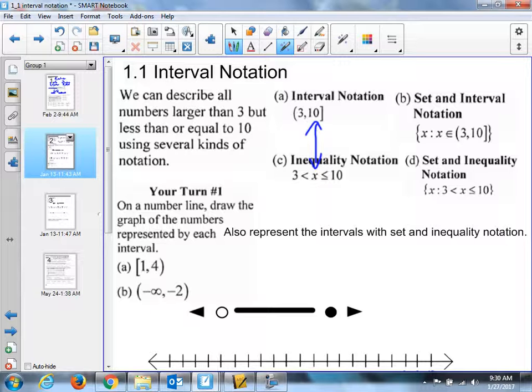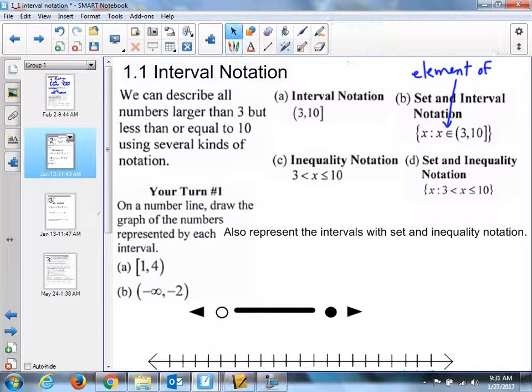Now, set and interval notation. I'm not too hung up on using this all the time. But curly brackets and stuff like that, if you see them, you know that that's a set. We might just say between 3 and 10 like that. Like this, though, more often. But what is this fancy epsilon? It's like an E. What does that mean? Element of. And it really means belongs to. The variable x belongs to the set of numbers starting at 3, not including 3, and going up to 10. That's what this means. This implies the same thing, okay? So that's an element of, if you want to add that, belongs to.